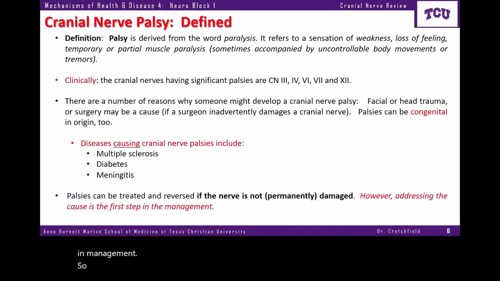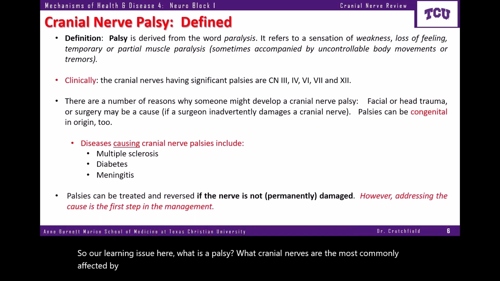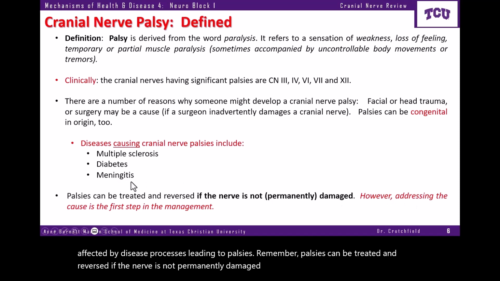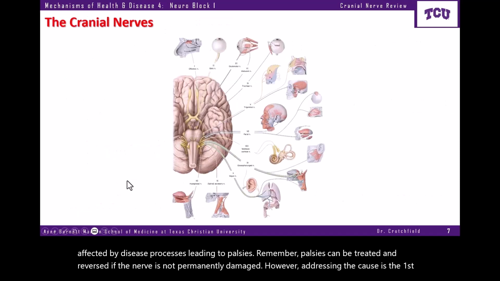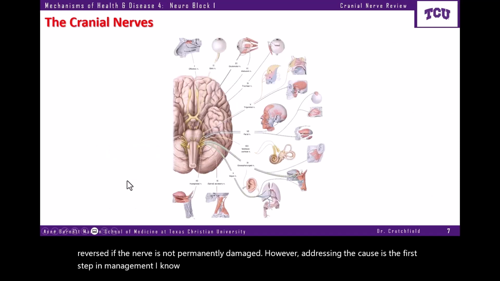So, our learning issue here, what is a palsy? What cranial nerves are the most commonly affected by disease processes leading to palsies? Remember, palsies can be treated and reversed if the nerve is not permanently damaged. However, addressing the cause is the first step in management. I know this is a busy slide, but we'll go through it one by one slowly.